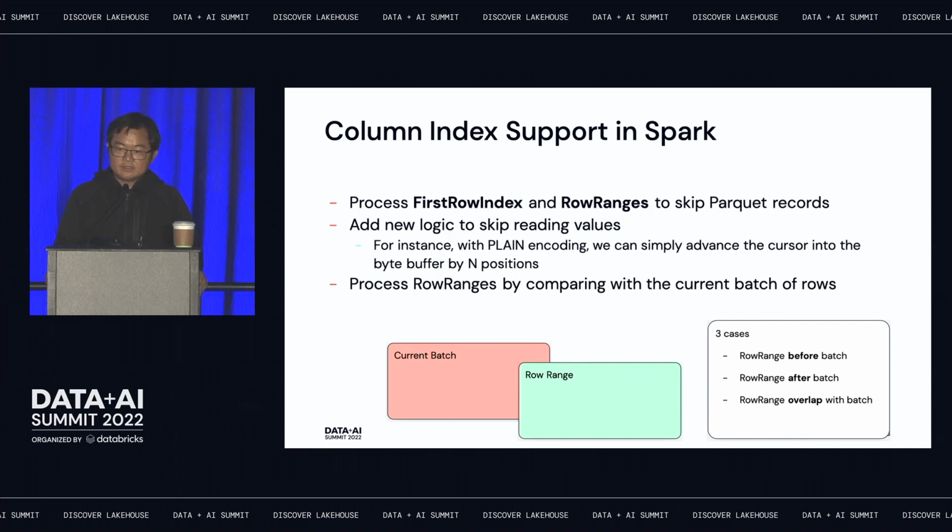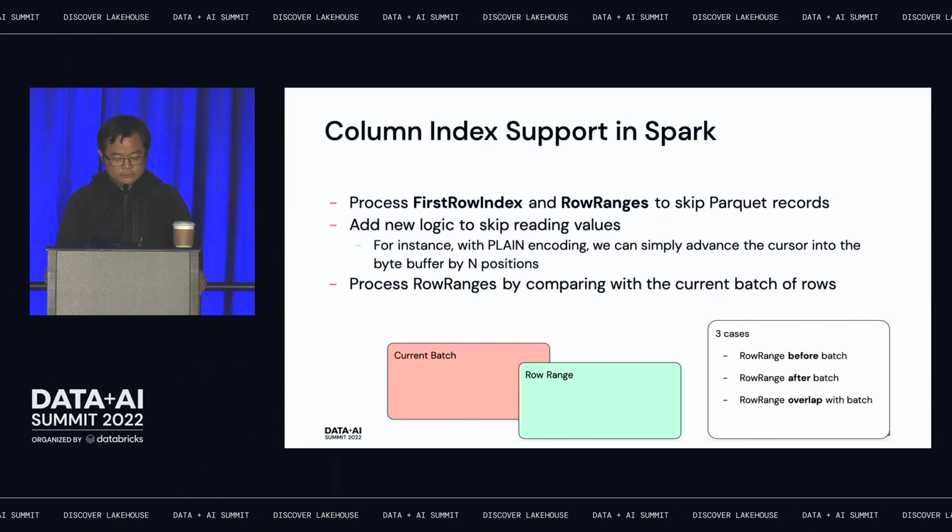So Spark needs to process those two pieces of information and remember within a data page what records need to be skipped. You also need to add new logic in order to skip values, because even within a single page, you still need to skip values based on the row range. And so basically for plain encoding, if the value is encoded using native plain encoding, then Spark can simply skip the data from the input stream.